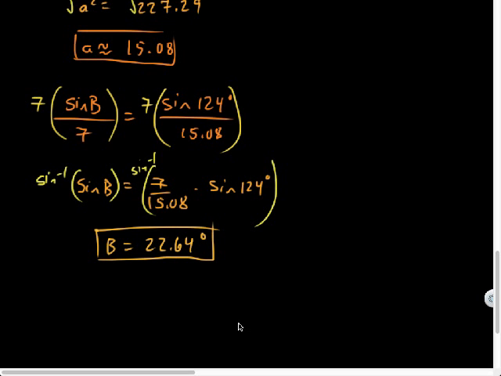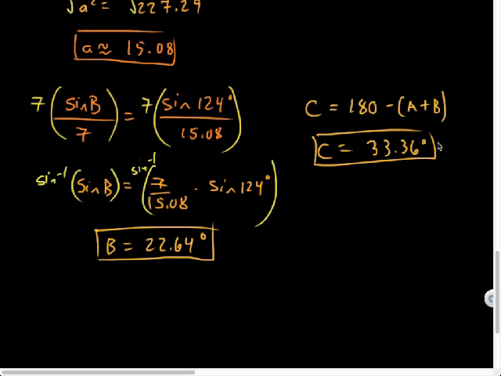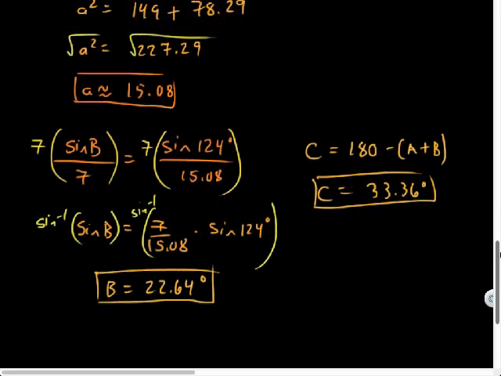And now technically, to find my third angle, I could use law of sines. I could use law of cosines, but why waste our time? I could just use triangle sum. Right? So angle C, much easier to find using this technique. 180 minus parentheses, second answer, plus 124 close parentheses, and I get angle C equals 33.36 degrees. Right? So congratulations, we have just solved one of our last unsolvable triangles.